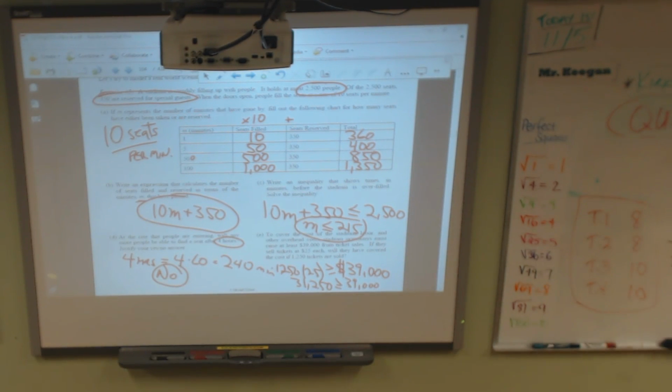How many people fit in the stadium? 2,500. In this example, how many tickets did they sell? But they need more tickets. They need to put out more tickets. Well, not print out more tickets. They have the tickets. 1,250. They need to sell more tickets. How can you do that?